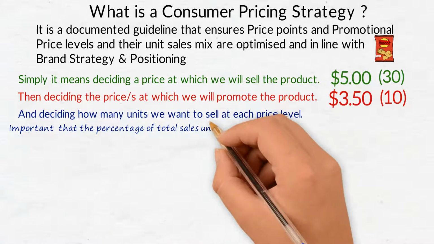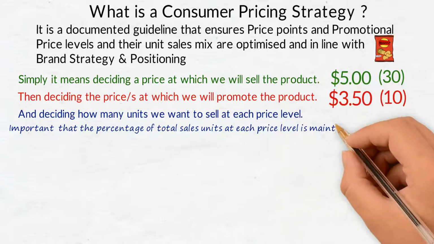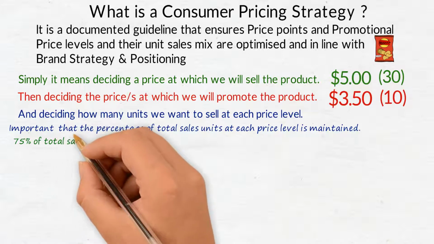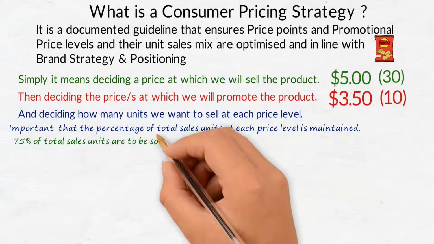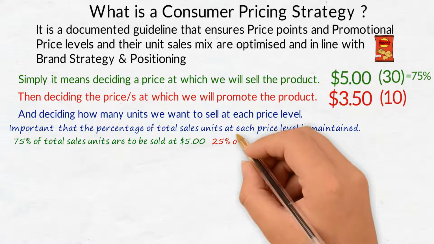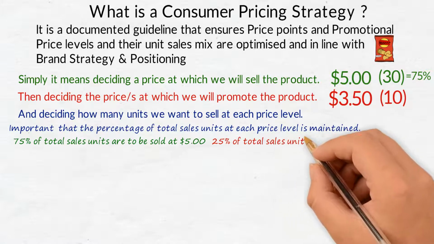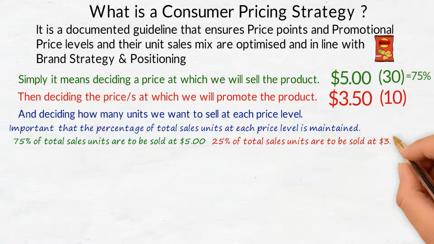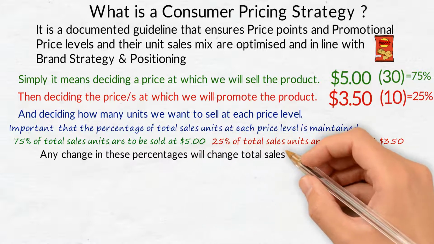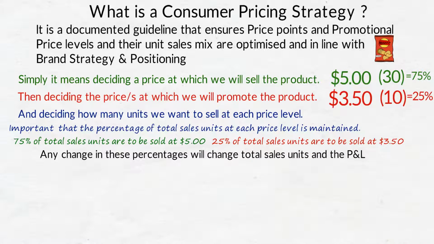Important that the percentage of total sales units at each price level is maintained. In this case, 75% of total sales units are to be sold at $5. 30 units divided by the total 40 units gives us 75%. And 25% of total sales units are to be sold at $3.50. Any change in these percentages will change total sales units and the P&L.